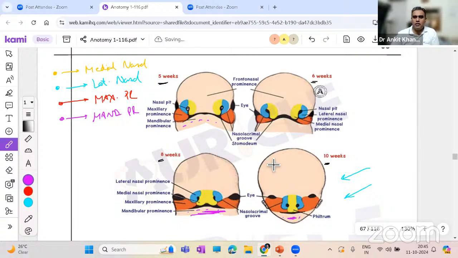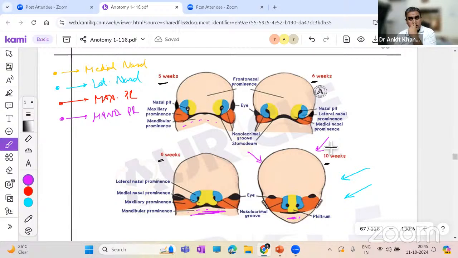Now look at this image on the 10th week. 10th week, that is your which month? Third month over here. And you will see that the medial nasal process, yellow color, is forming what? The crest of the nose. Look at the camera, look at my face. This finger which I'm moving over my face will give you the areas coming from the different processes. Keep it very simple.